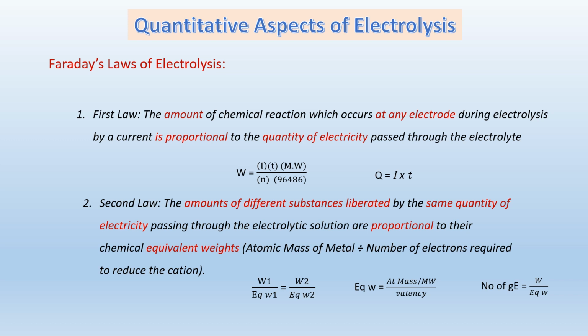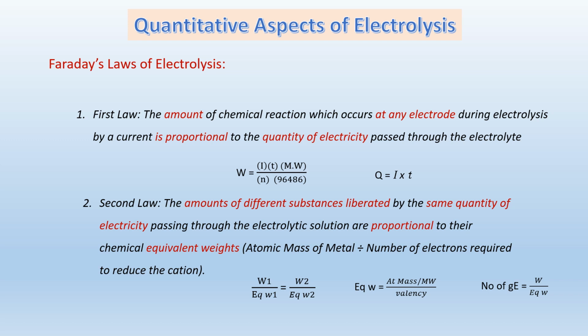Now coming to the second law. The second law says the amounts of different substances liberated by passing the same quantity of electricity are directly proportional to the chemical equivalent of that metal ion, right? To understand the second law, you can take the example of a galvanic cell between copper and zinc. In the copper there is a deposition, whereas in the zinc there is a liberation of zinc ion.